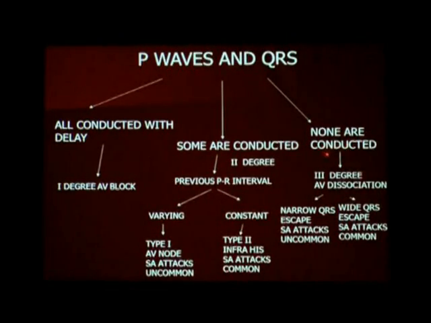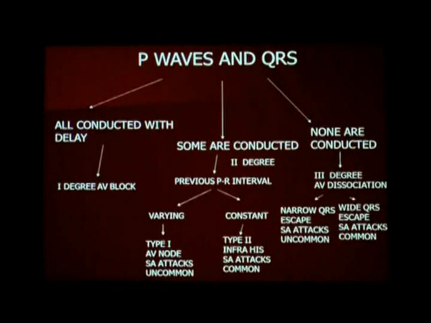When none of the P waves are getting conducted to the ventricle, then it is third degree atrioventricular block. There are two important points to identify third degree atrioventricular block. First is atrioventricular dissociation, in which case there is absolutely no relationship between your P wave and QRS. P waves will be falling on different portions of the QRS. Some P waves will be sitting in front, some just after the QRS, some falling on the ST segment, some sitting on the T wave, some coming in between T and P waves. So in variable portions of the QRS you will find the P wave. Then it is atrioventricular dissociation.